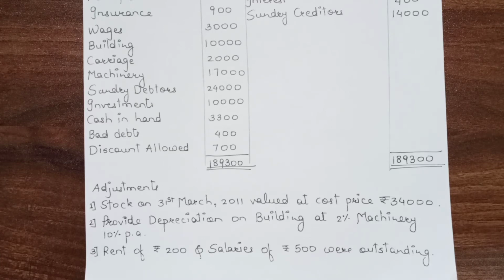Second one, provide depreciation on building at 2% and machinery at 10% per annum. So every year we have to charge this percentage of depreciation on building and machinery. So we will tick mark building and machinery so that while solving the example we will remember we have to solve the adjustments on it.